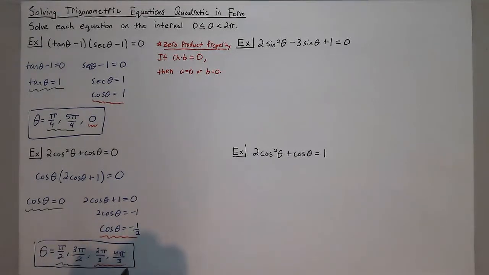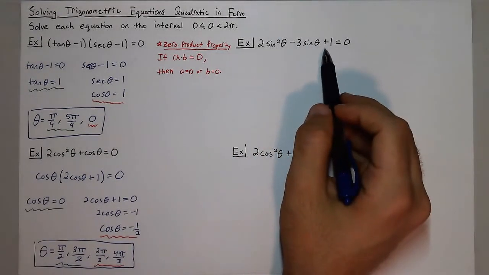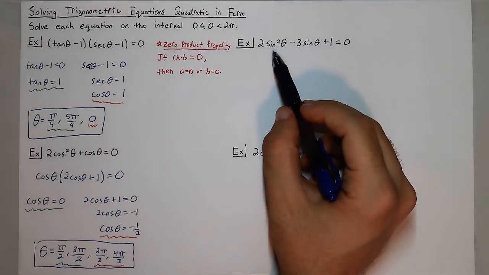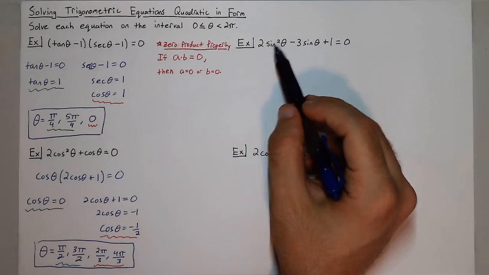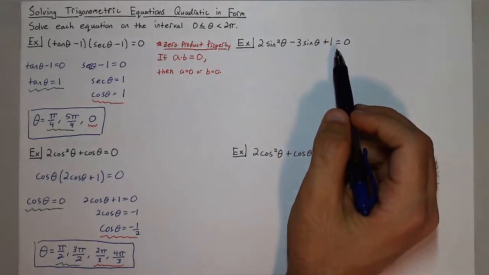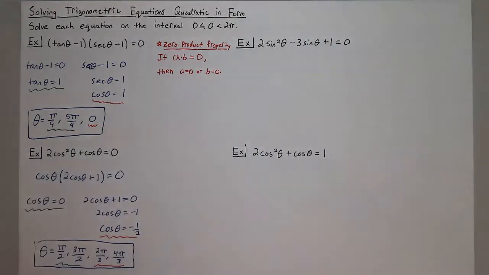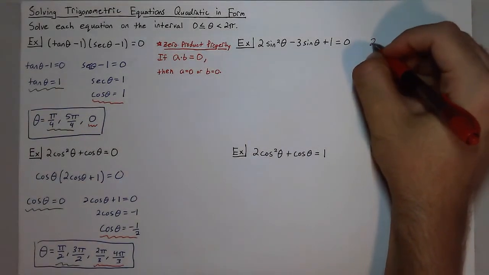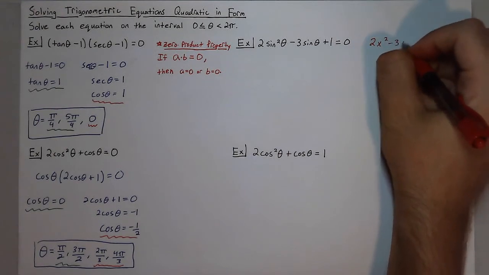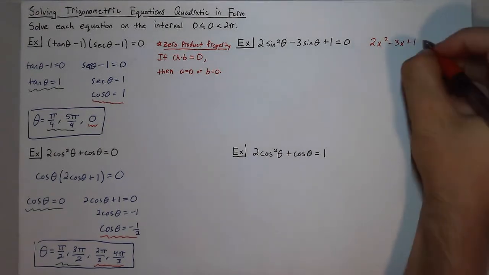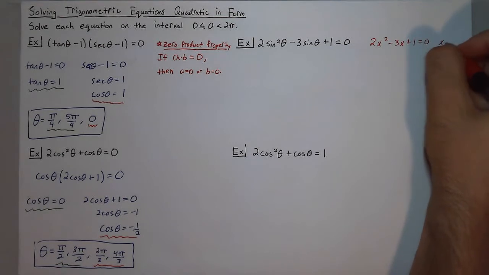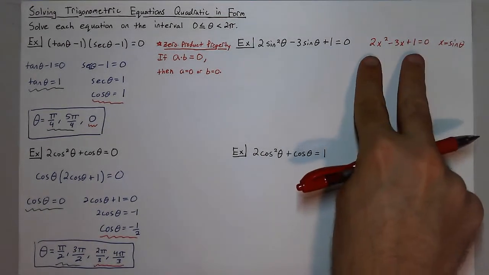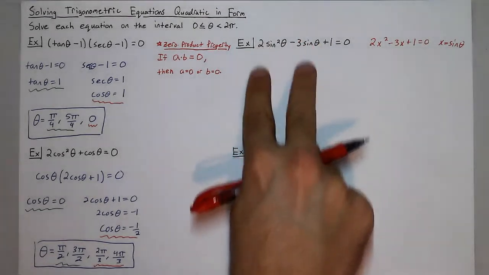Now let's say we have three terms, but they don't have a factor in common, but they are quadratic in form, meaning there is a squared term, a non-squared term, and then a constant. So what you can do is you can think of this problem as 2x squared minus 3x plus 1 equals 0, where x is equal to sine of theta. And then factor this equation, and it works the same as if you would have had the sines.